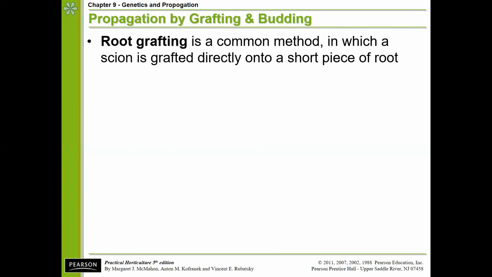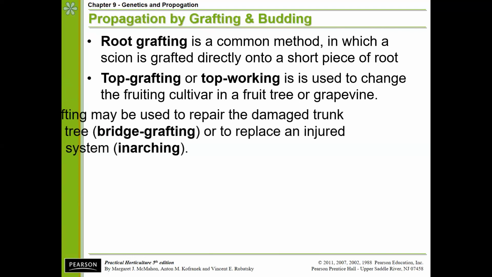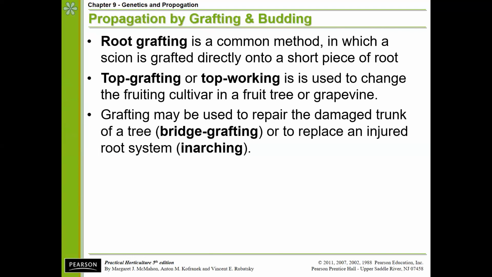We have root grafting, which basically we're putting a scion directly onto a very short piece of root. Top grafting or top working, we're often changing the cultivars of a fruit tree or a grapevine by removing the current top and then adding a new scion. We can also use grafting as a way to repair trunk damage in trees by doing things like bridge grafting, or to replace potentially an injured root system by using a technique known as in-arching. And those are really complicated, difficult techniques to do, but they can be used.